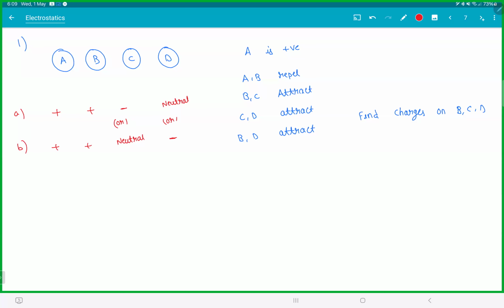Clear? So just be careful with that. When I say attract, it doesn't mean there should always be an opposite charge there. It can be a neutral body also. If you had seen the options, you would have clicked.